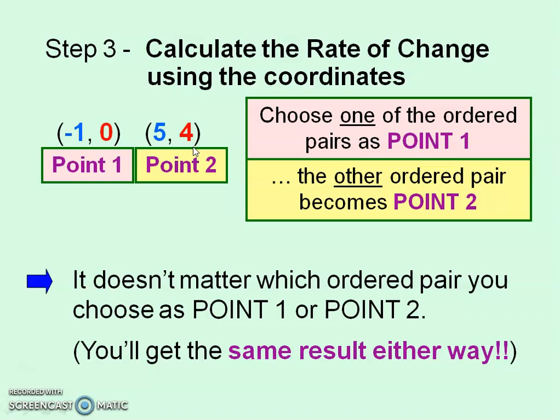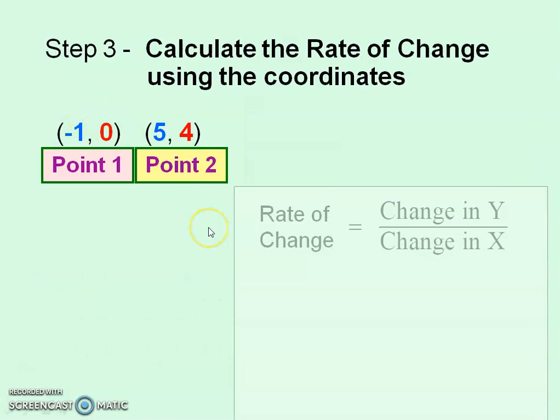How do we change the labels? We would change which one is x1 and x2 by calling this one, let's say if we call this point 2, this would have been x2 and that would have been y2. But the first coordinate is always an x and the second one is always a y.